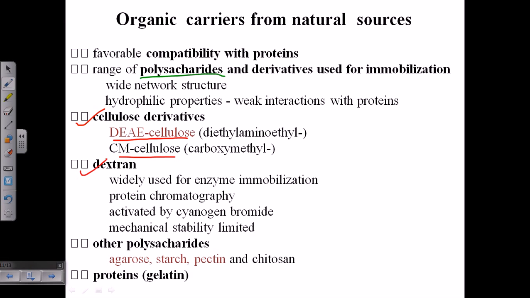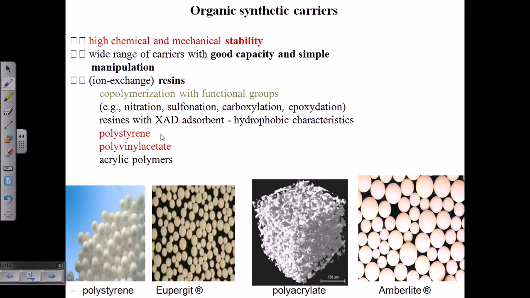We can use dextran as this matrix. Dextran is widely used for enzyme immobilization as well as protein chromatography, and you can also use other polysaccharides like agarose, starch and pectin, and also chitosan. We can utilize this type of polysaccharides in the production of organic carriers for enzyme immobilization. Most of the part consists of polysaccharides, but we can also use proteins like gelatin and so on, but this is very rare.